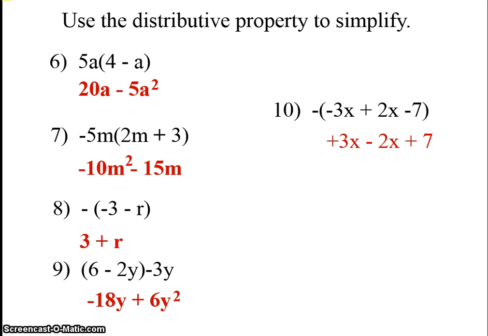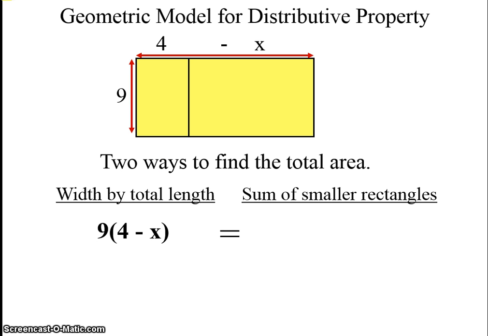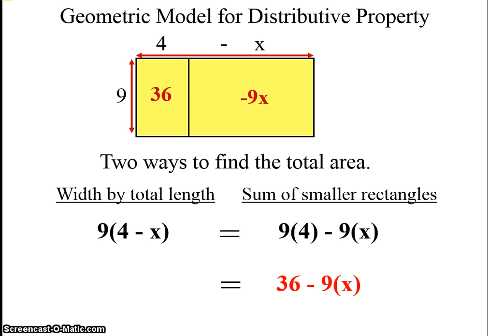Now we're going to look at one more thing. It's another way to write it, and it's a geometric model for distribution. Now you see our problem down here in the corner, 9 times parentheses 4 minus x. Well, you can put the 4 minus x on top and the 9 on the side, and then you can do 9 times 4 is 36, and 9 times negative x is negative 9x, which is the same exact thing. You'll come out with the same answer. So if the box helps you, use it. But you don't have to on this particular problem. There'll be problems later that I require the box, but not today.